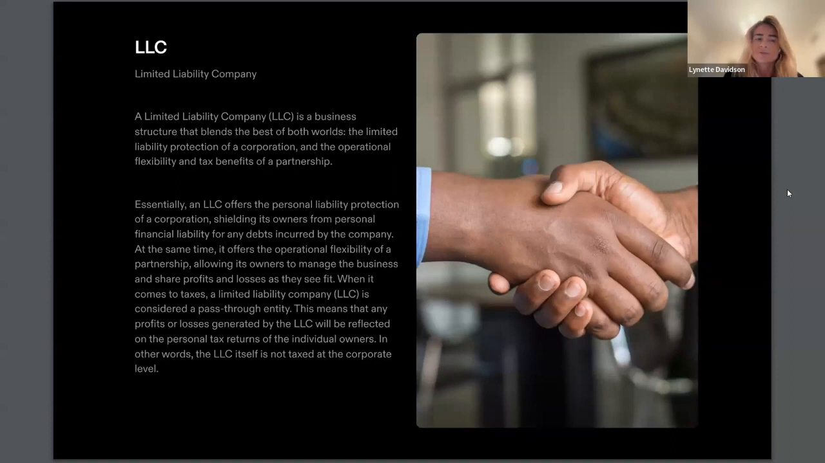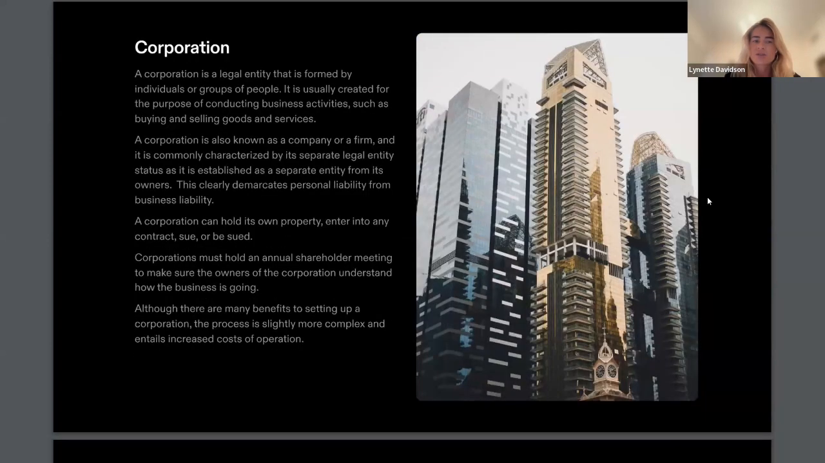A corporation is a legal entity that is formed by individuals or groups of people. Usually a corporation is for the bigger type of companies, because it's less flexible and it allows you to grow more in the long term. It is usually created for the purpose of conducting business activities such as buying and selling goods and services on a bigger scale. A corporation is also known as a company or a firm, and it is commonly characterized by its separate legal entity status, as it is established as a separate entity from its owners.